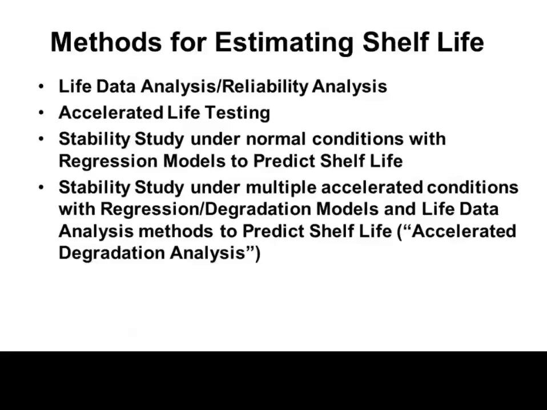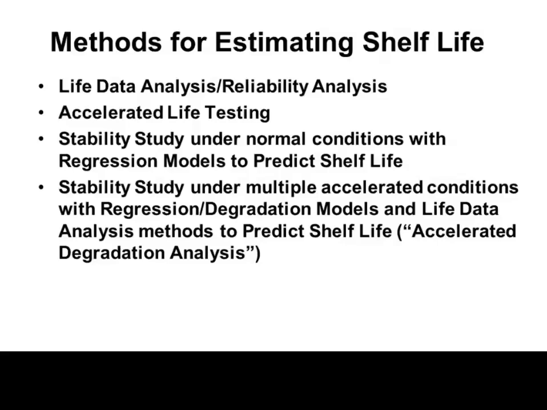All right, so we've kind of finished this introductory part of the webinar with a lot of the concepts. And so what I want to do is start going through some of the methods for analyzing, or how we would conduct these studies to estimate the shelf life. So there's really two main methods I want to talk about, but the first two kind of go together. There's what I call the life data analysis or reliability analysis approach, which would be a direct study, and then accelerated life testing would be an accelerated version of that, where you're making things go quicker.